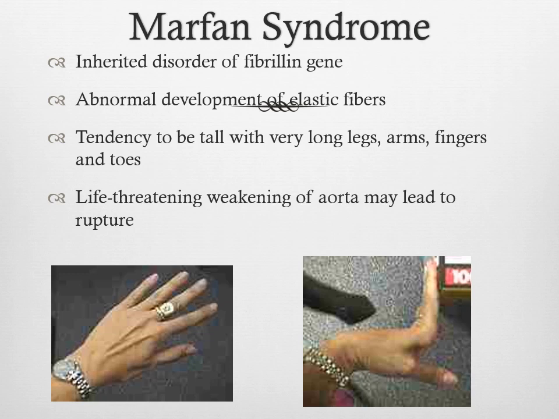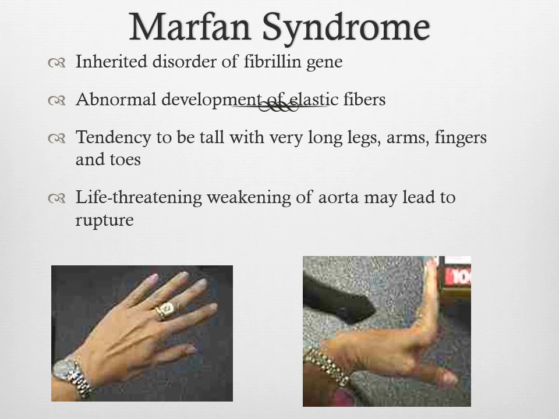Especially with bone, we have osteoblasts and osteoclasts also. Connective tissue is another type of tissue that has a whole host of different types of disorders that go along with it. Here we have Marfan Syndrome.